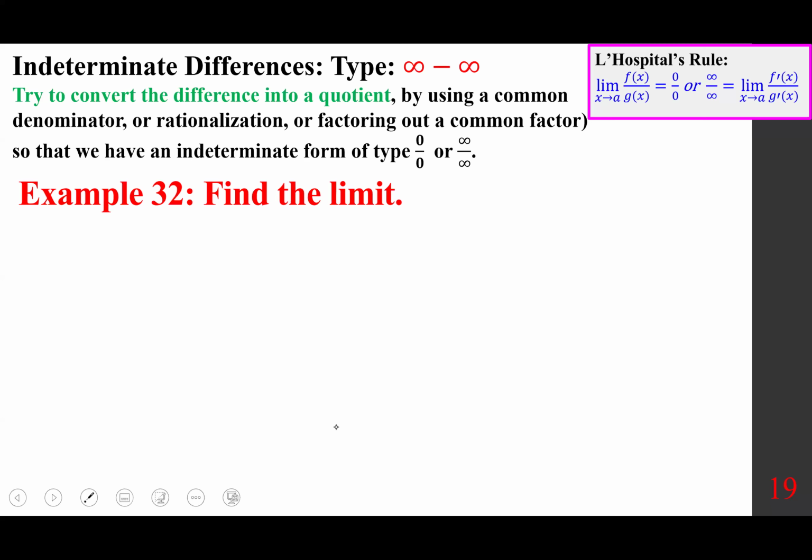There are other indeterminate forms where we can use L'Hopital's rule as long as we turn it somehow to this format, 0 over 0, infinity over infinity. For example, indeterminate differences of infinity minus infinity, try to convert the difference into a quotient by using a common denominator or rationalizing or factoring out a common factor so that we have indeterminate forms of 0 over 0 or infinity over infinity. For example, we want to find the limit here.